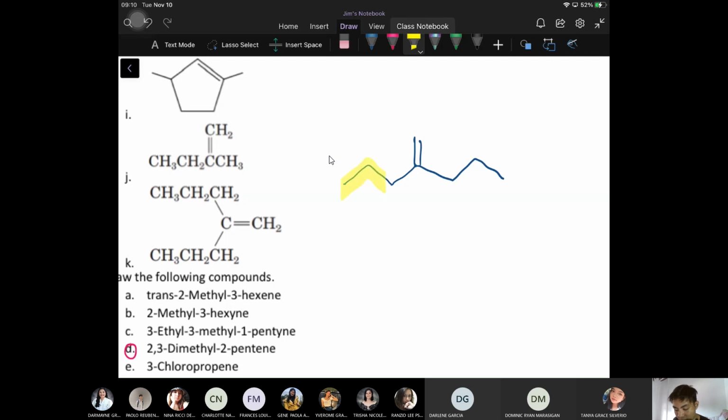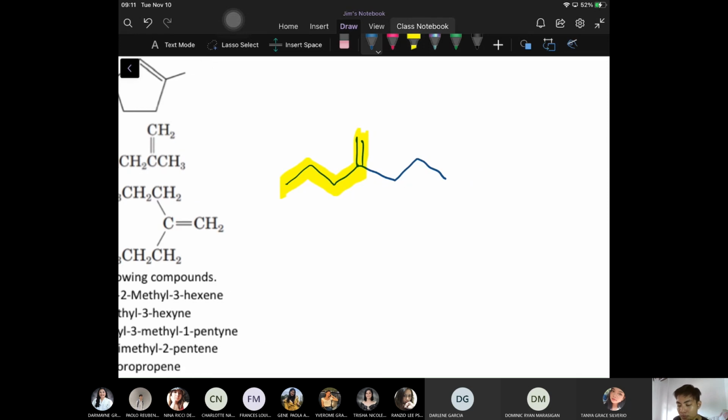Kasi baka isipin nyo, sir, ito yung longest chain. Oo, longest yan. Pero hindi yan alkane. Alkene yan eh. Pati alkyne. Ganun din, no? So, sa pag-identify ng longest chain, kasama ang double bond. So, important sila. Kasama yung triple bond, yung double bond. Saan ako mag-start mag-number? Hindi syempre dito sa may double bond. Kung saan malapit yung double bond, doon ka mag-start.